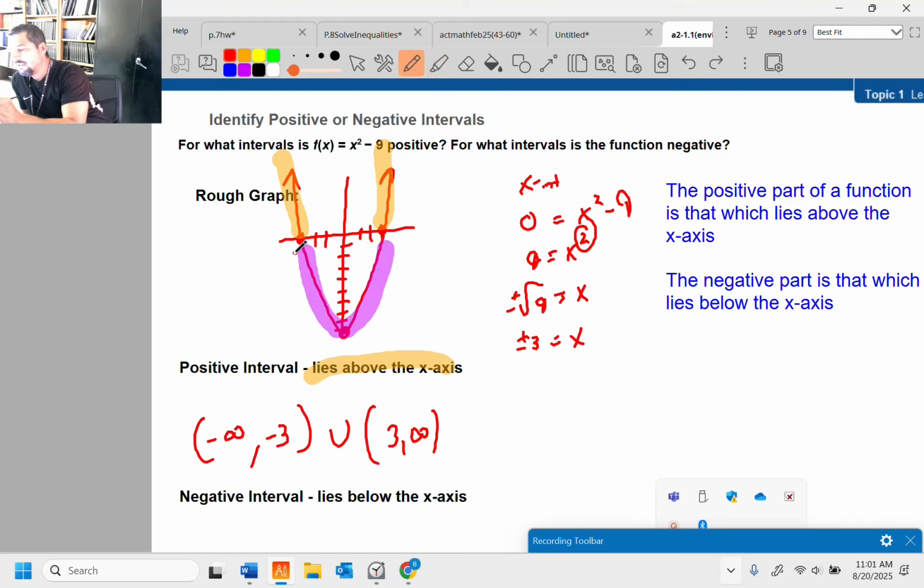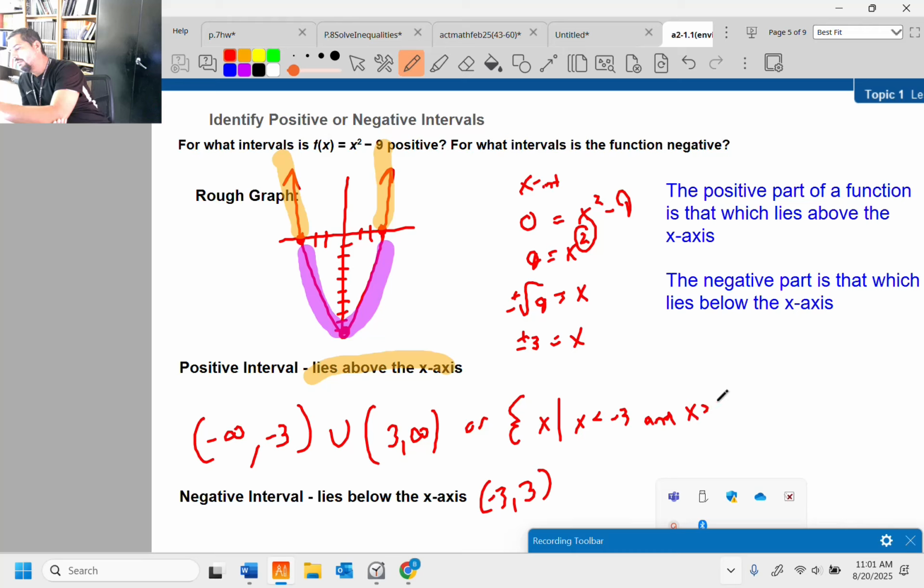The negative intervals are the intervals that lie beneath the x-axis. And that particular interval, the left boundary is negative 3, the right boundary is positive 3. So it looks like that, negative 3 to 3. Now, if you're a fan of set builder, because some people are, all values of x such that x is less than negative 3 and x is greater than 3. You can do a compound inequality.